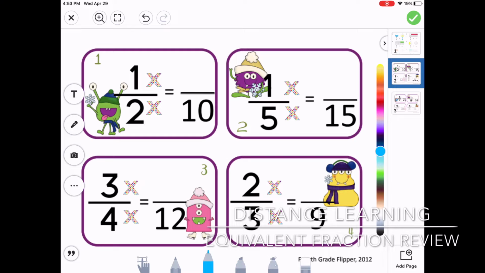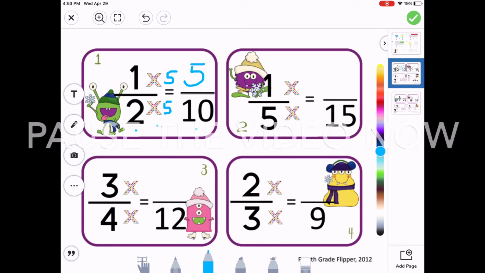On pages 2 and 3, these would have been task cards if we were in the classroom. All you need to do on these pages is figure out what the denominator was multiplied by to get the new denominator, and then do the same thing to your numerator to make an equivalent fraction. So for example, in number 1, I know that the 2 must have been multiplied by 5 to get a new denominator of 10. Whatever I do to the bottom, I have to do to the top, and 1 times 5 would give me a new numerator of 5.